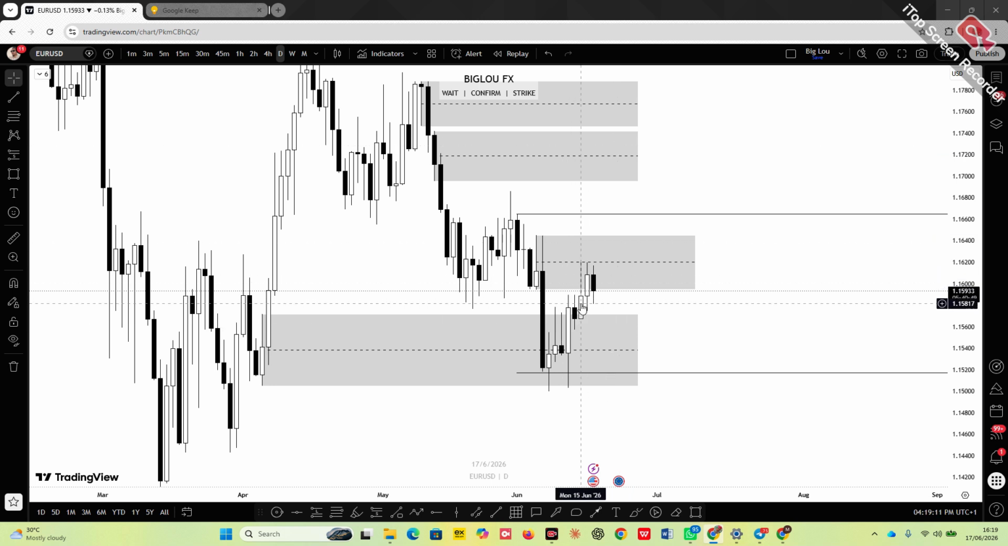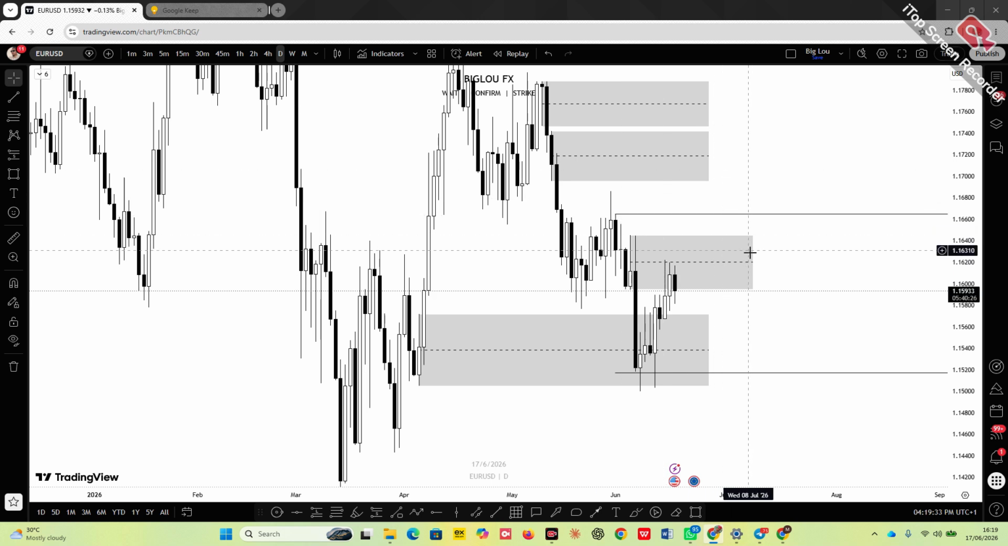So when price tapped into this zone on the 15th, that was Monday, it tapped into the zone and rejected. Even though on Tuesday it still bought, I will be looking for sells on my lower time frame. In this zone, what I'll be looking for is sell. I'll look for sell until this zone is taken out.